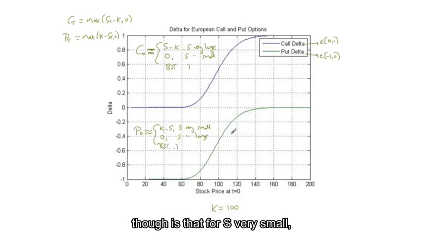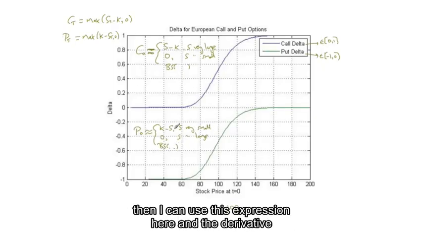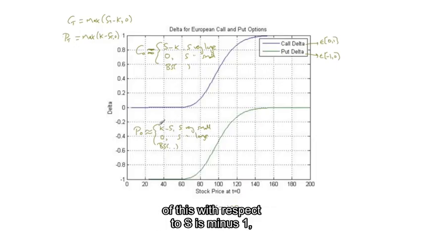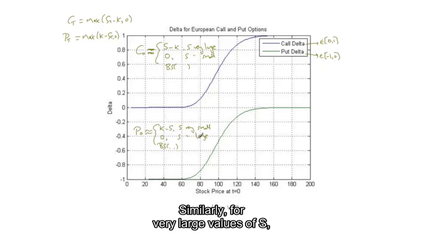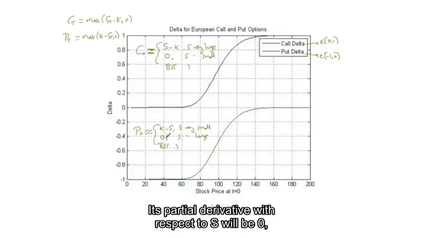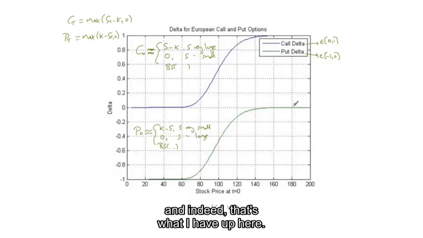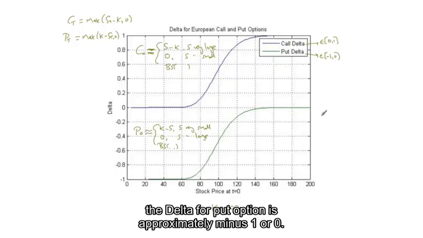The important thing to note, though, is that for S very small, I can use this expression here, and the derivative of this with respect to S is -1. And so that's why I'm getting -1 down here. Similarly, for very large values of S, the put price is approximately 0. Its partial derivative with respect to S will be 0, and indeed that's what I have up here. So we see that for extreme values of S, the delta of a call option is approximately 0 or 1, and similarly the delta for a put option is approximately -1 or 0.